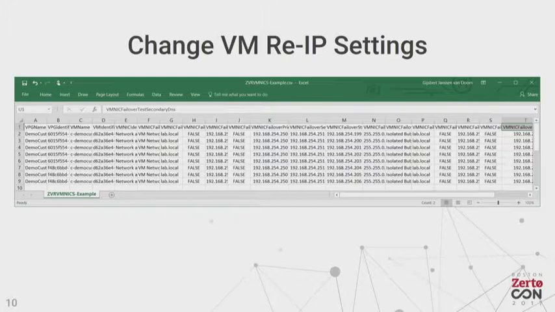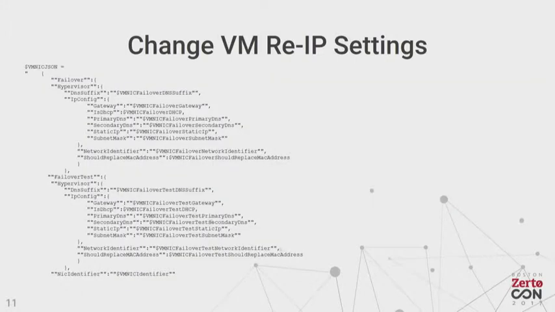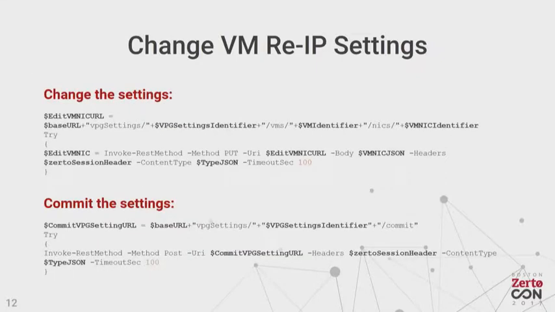But basically, when you create a VPG settings identifier, what you get back is actually an empty framework in JSON on how you can deploy all those settings. So every VPG setting you get in that JSON response. We had one VM, one VNIC, multiple VMs, multiple VNICs, so you get more details in the CSV file. And basically, this is the JSON again. What we do is we're going to change the settings, then we're going to commit those settings.